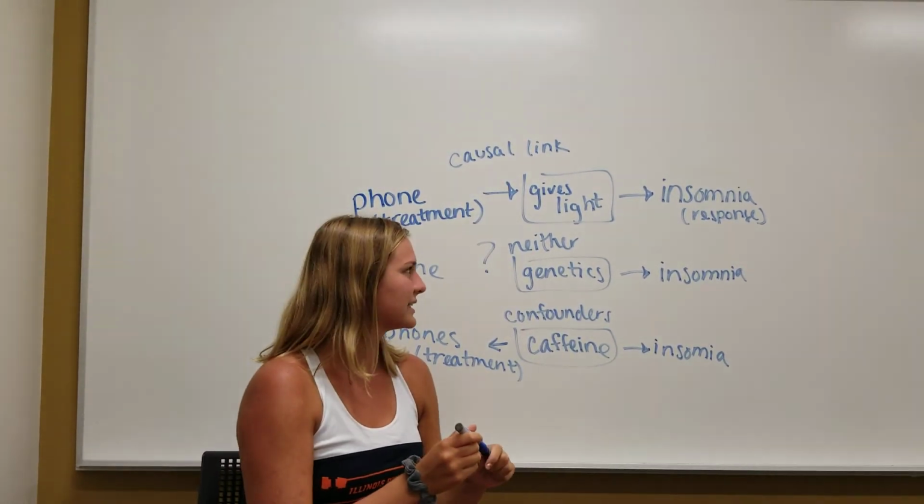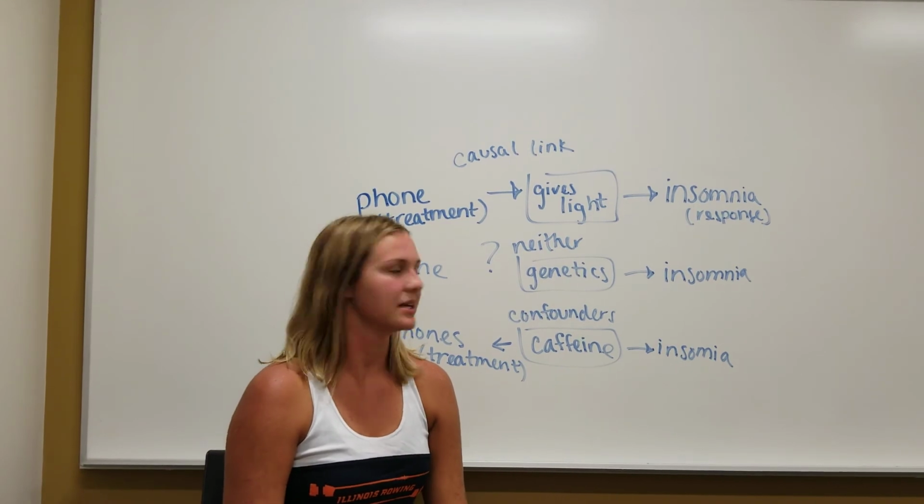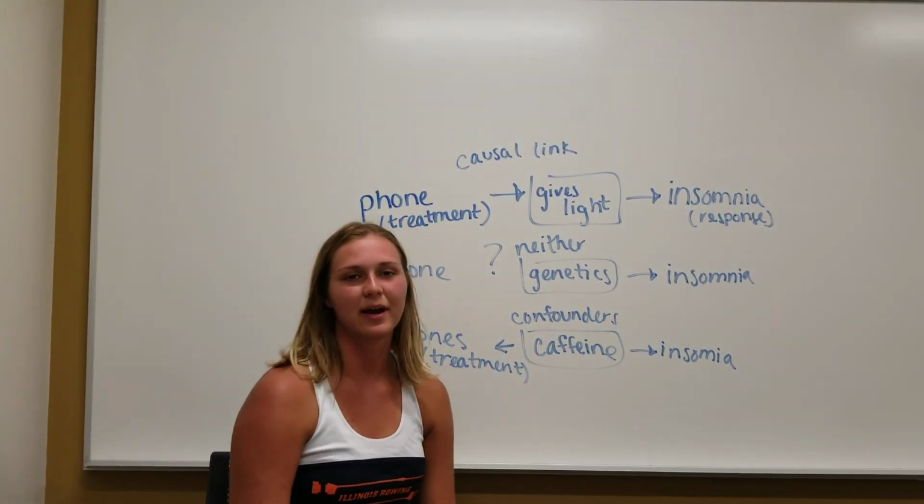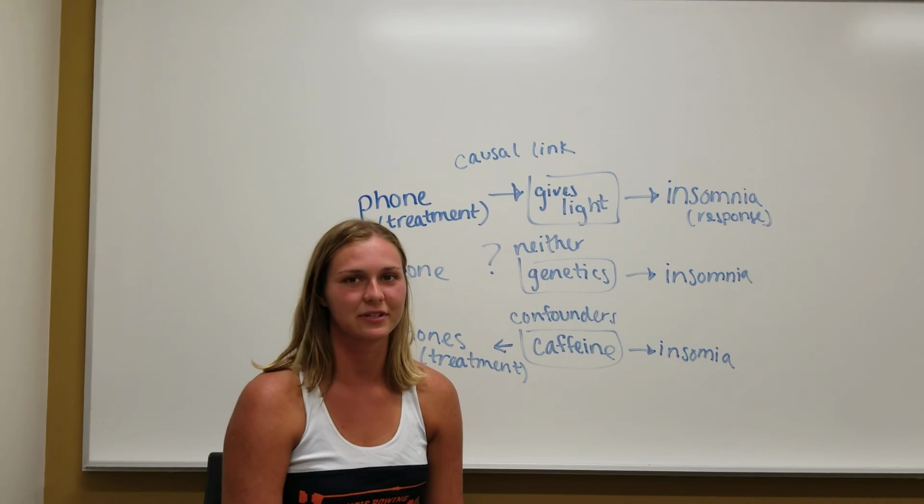So hopefully the diagram helps explain more the difference between causal links and confounders and why it's important to analyze the results after an observational study.